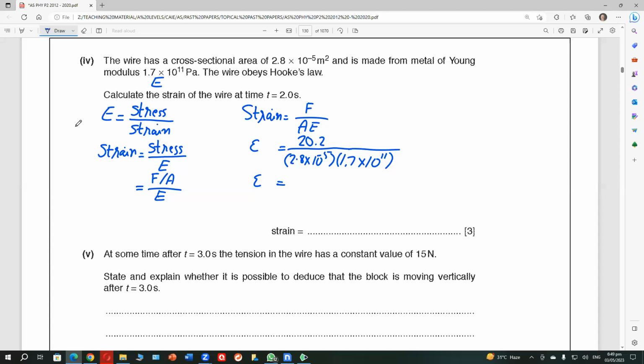The answer is coming as 5.94 times 10 power minus 6. 10 power minus 6.